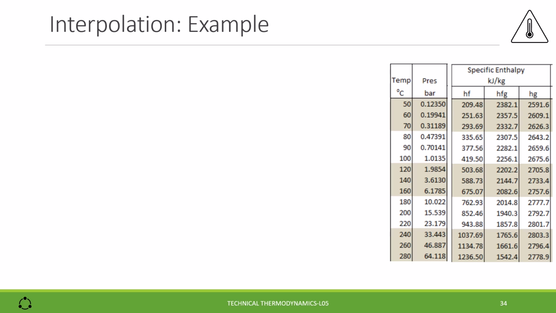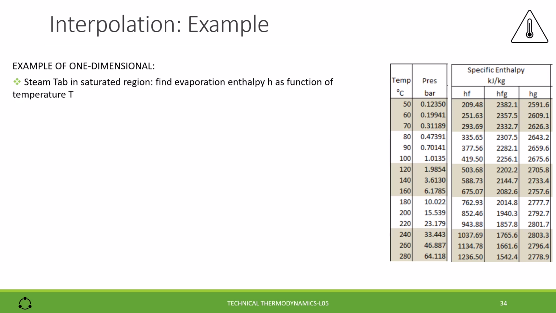Let's do an example, first with the one-dimensional interpolation. The application is for a steam tab in the saturated region. Our task is to find the evaporation enthalpy H as function of the temperature T. The searched value is the enthalpy for the temperature 112 degrees. The known values are given in the table at the right side.